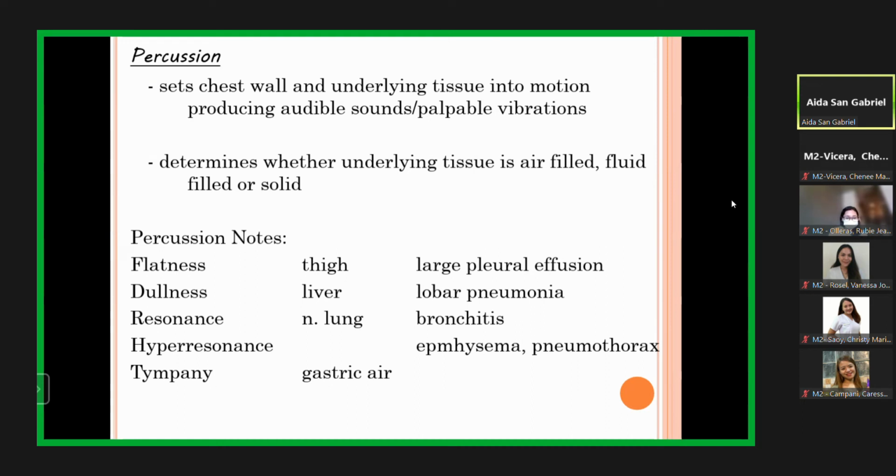Resonance is the normal lung percussion finding. You can find that in normal lungs; in bronchitic and asthmatic patients, they may present with resonance. Hyperresonance, on the other hand, will be found in emphysema and pneumothorax. Tympanitic or tympany is when you percuss the stomach area or the gastric wall.